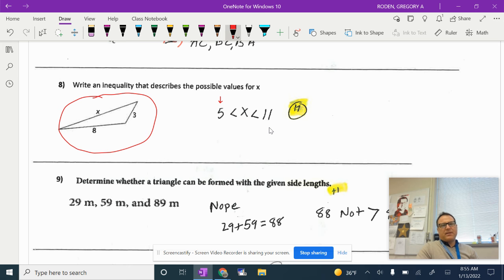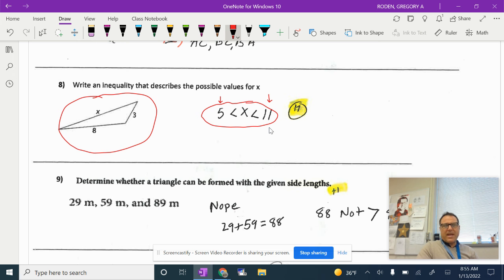Let's say X is the shorter side. Well, 8 plus 3 is 11. So X has to be less than 11. So if X is the shortest side, it has to be greater than 5. If X is the longest side, it has to be less than 11. And this is the range, or the inequality, in which your X's can be.